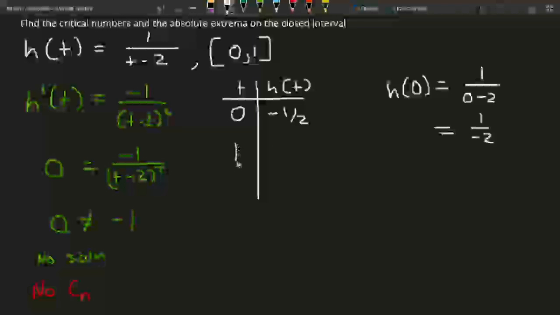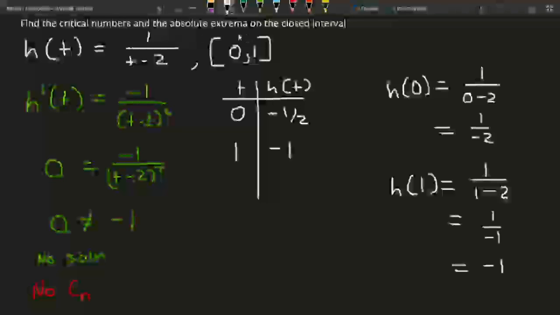Now, what about 1? If we plug in 1, we get h of 1 is equal to 1 over 1 minus 2. And this is 1 over negative 1, which is negative 1. So what we can do here is we put in negative 1. Now remember, we're looking for the absolute extrema, which is also known as the absolute minimum and the absolute maximum. So let's do the absolute minimum first.